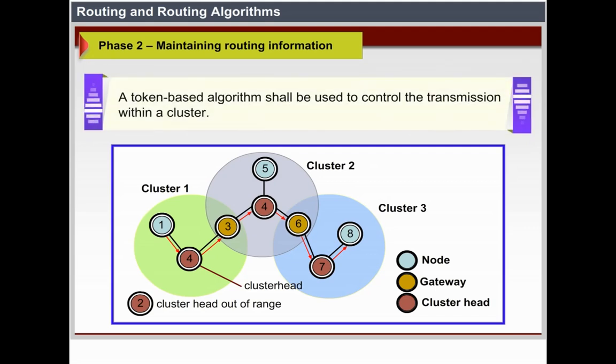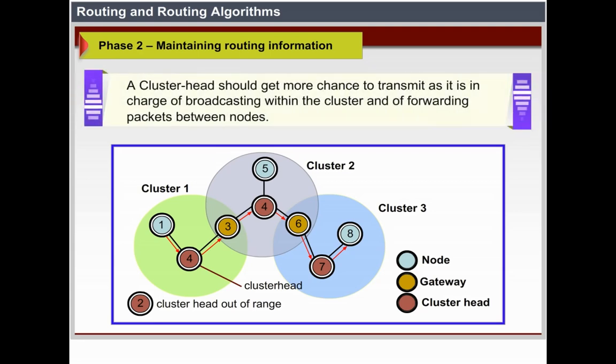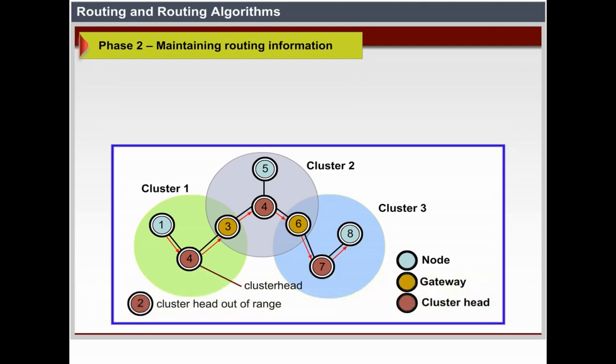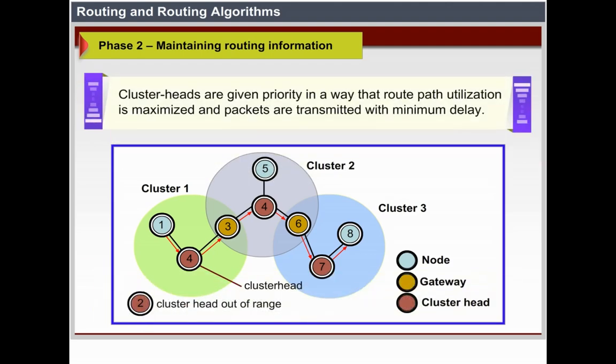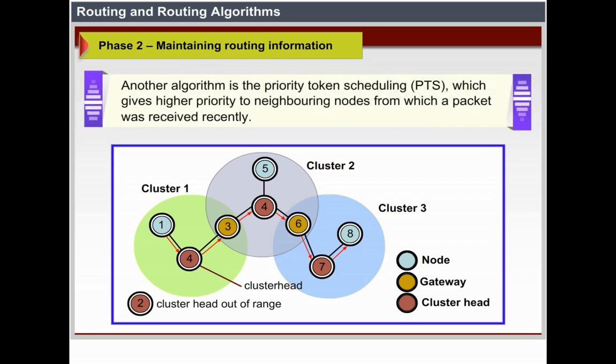A token-based algorithm can be used to control the transmission within a cluster. The cluster head should get more chance to transmit, as it is in charge of broadcasting within the cluster and of forwarding packets between nodes. Cluster heads are given priority such that route path utilization is maximized and packets are transmitted with minimum delay. Another algorithm is priority token scheduling (PTS), which gives higher priority to neighboring nodes from which a packet was received recently.